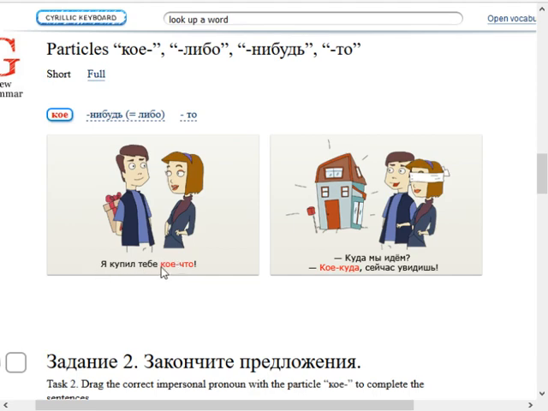Я купил тебе кое-что. I bought you something, but I'm not going to tell you what it is. Куда мы идем? Where are we going? Кое-куда. Сейчас увидишь. Somewhere. We're going somewhere.